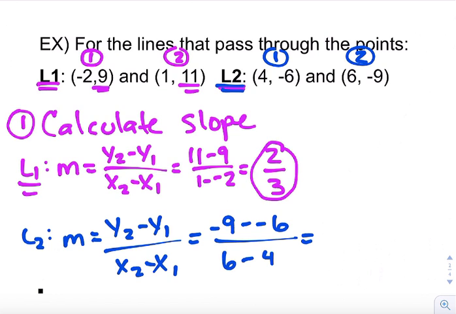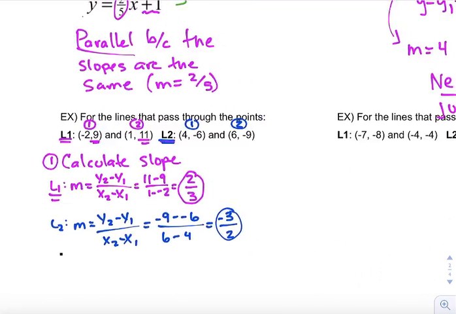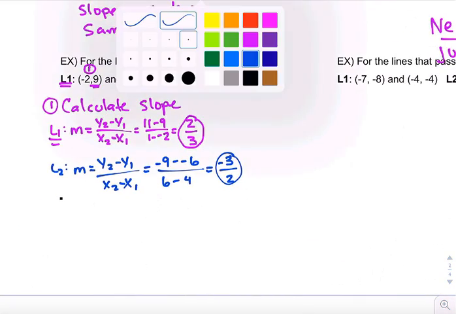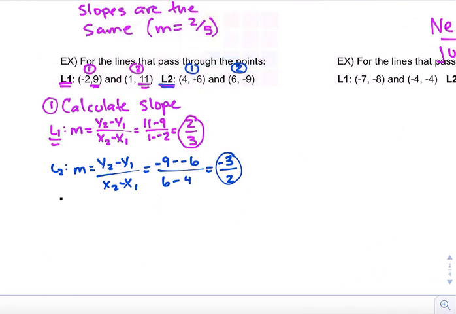So 9 plus 6 is going to be a -3. On the bottom, 6 minus 4 is 2. So first we have to calculate slope. Now that we've calculated the slope, we can move on to part 2, which is now to compare slopes.